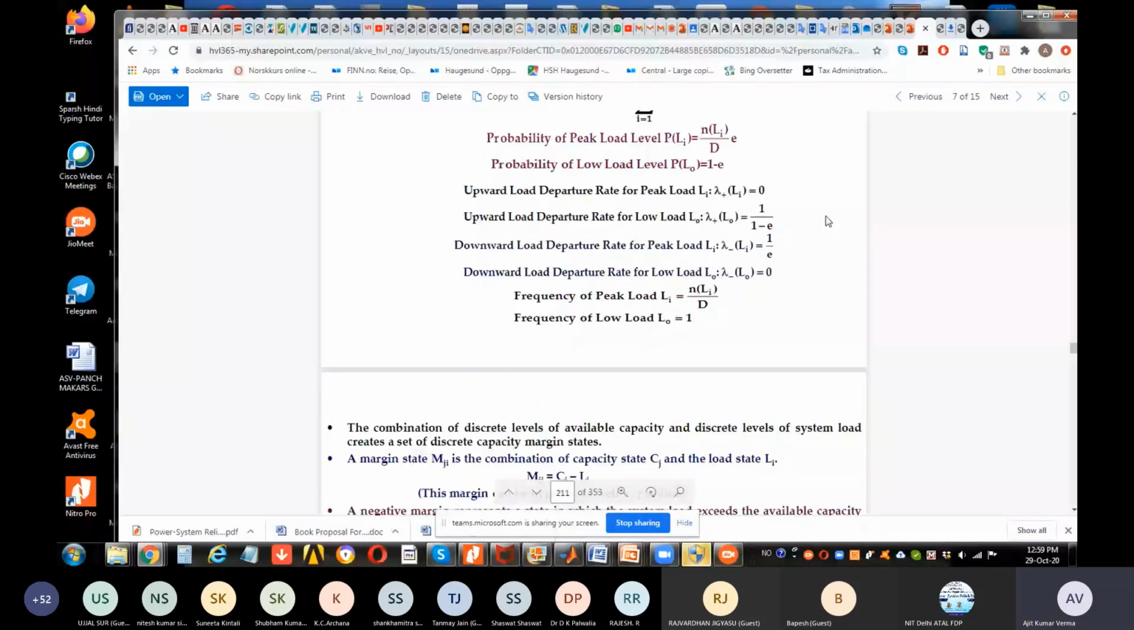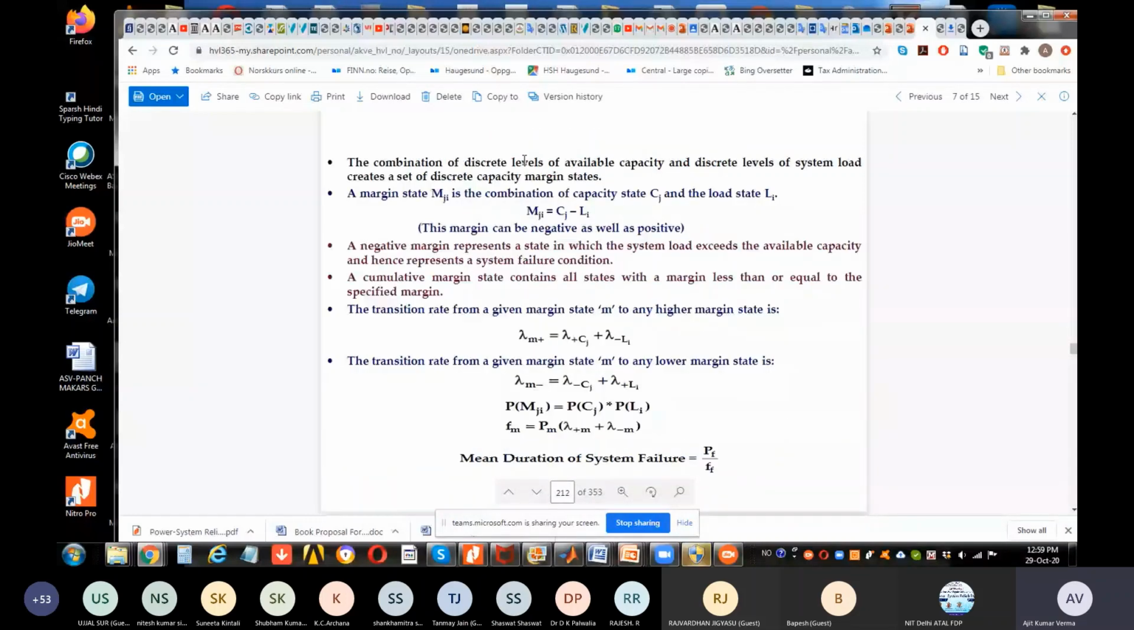The combination of discrete levels of available capacity and discrete levels of system load creates a set of discrete capacity margin states. So you have capacity states and you have load states. The difference is the margin. Margin could be positive, could be negative. If it is negative, it represents a failed state. If it is positive, it represents a success state. So you have what is also called a margin state. You have capacity states and load states.